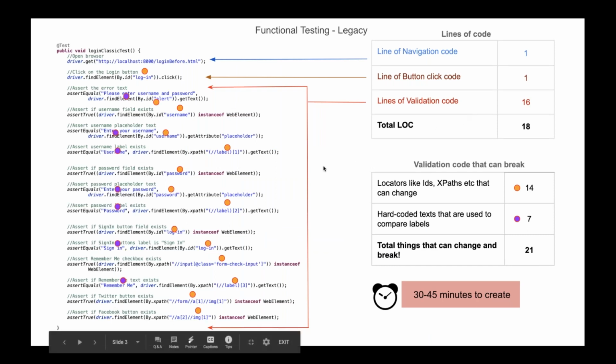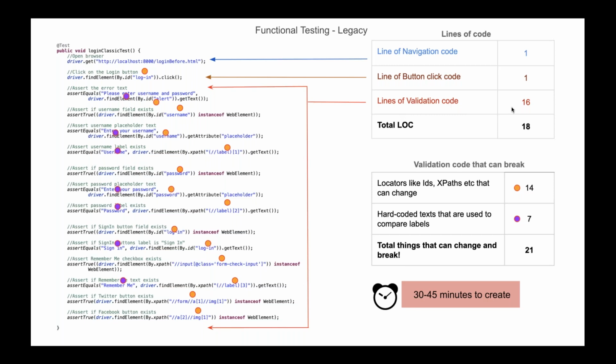So the problem here is not really the lines of code, okay? In your typical environment, you may not write it as part of a single test like this, but you still write it as part of multiple tests, and the number of lines are going to be somewhat similar or maybe even more. But the main issue here is not the lines of code. The main issue is what's in it.